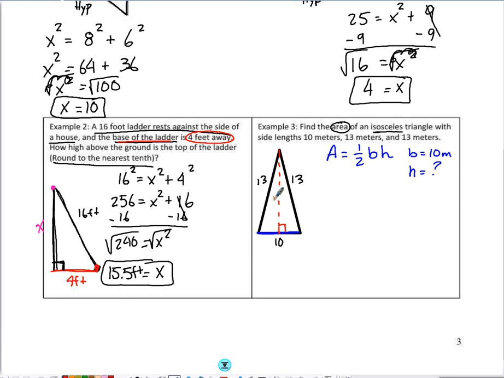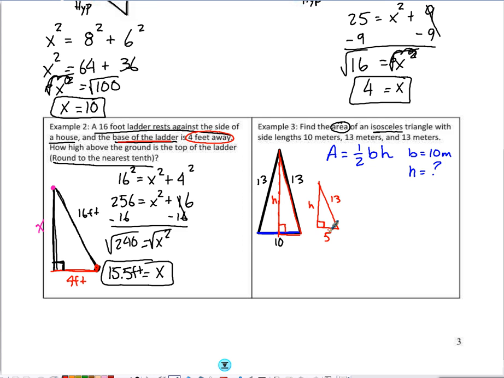So once I draw that perpendicular distance from the base, I then form a smaller right triangle, where the hypotenuse is 13 because it's opposite of the right angle. We don't know the height. And what's this value that's going to be at the bottom? Since this is an isosceles triangle, this perpendicular line is also going to bisect the base, meaning that this smaller piece is going to be 5. That only happens because it's isosceles.